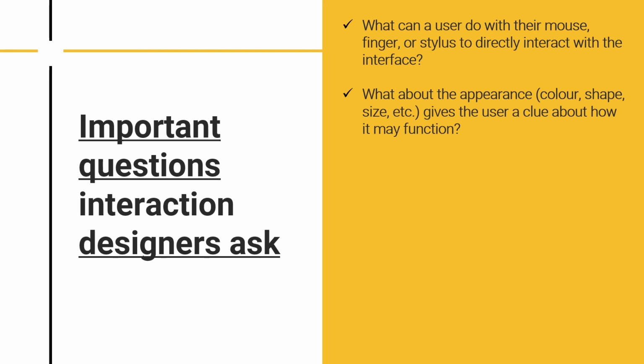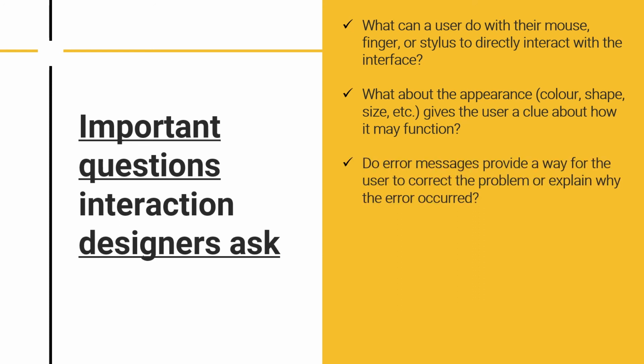What about the appearance? Its color, its shape, its size, okay? What about the appearance? Will it give the user a clue about how it may function? Okay, so this helps us give users clues about what behaviors are possible. Okay. Do error messages provide a way for the user to correct the problem or explain why the error occurred? We also include this for us to anticipate and mitigate errors.